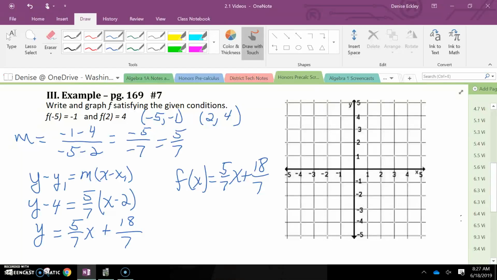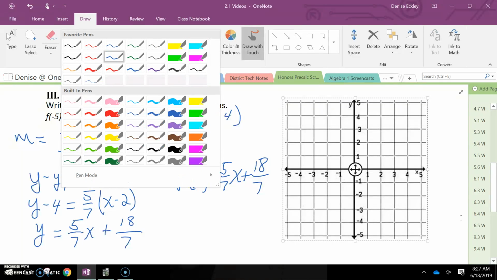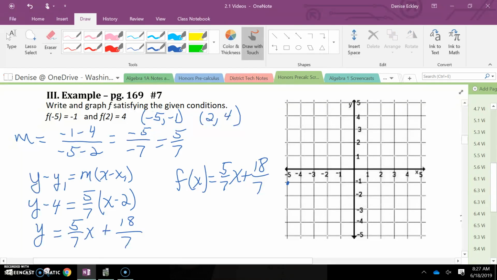And all I'm going to do to graph it is I'm just going to graph the 2 points that were given, because any 2 points that are on a line can be used to draw the line. So I'm at -5, -1, which is right here. See if I can get this to draw for me. Let me pick a thicker pen. Here we go. Right there.